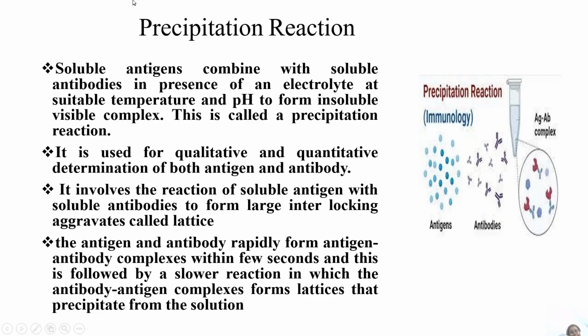Soluble antigens combine with soluble antibodies in the presence of electrolyte at suitable temperature and pH to form an insoluble visible complex. And this is called a precipitation reaction. It is used for qualitative and quantitative determination of both antigen and antibody. And it involves the reaction of soluble antigen with soluble antibodies to form large interlocking aggregates called lattices.